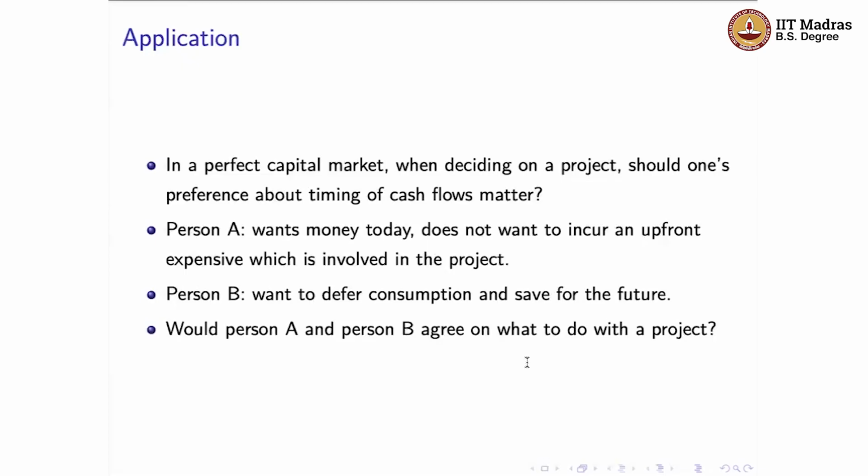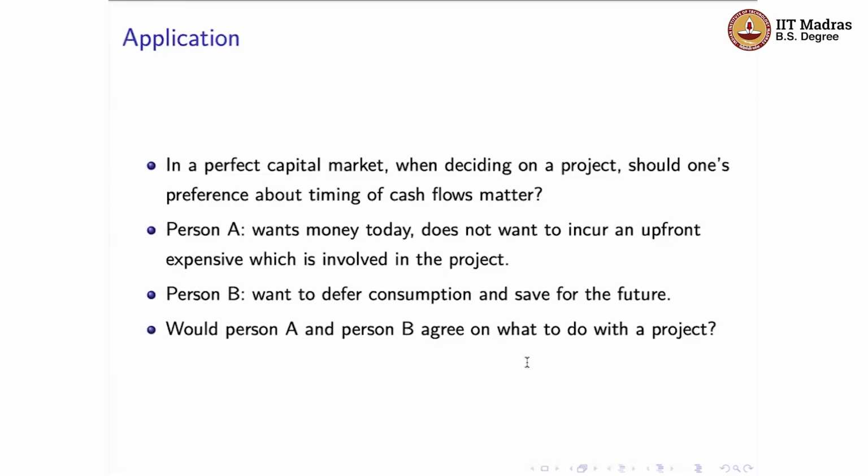That's the question, right? Person B, on the other hand, is a person who wants to defer consumption as much as possible and wants to just save for the future, right? So this person is more interested in maximizing consumption in the future and would rather not spend on anything, right? So you can see that these two persons have very different preferences in terms of how much to consume and how much to save, right?